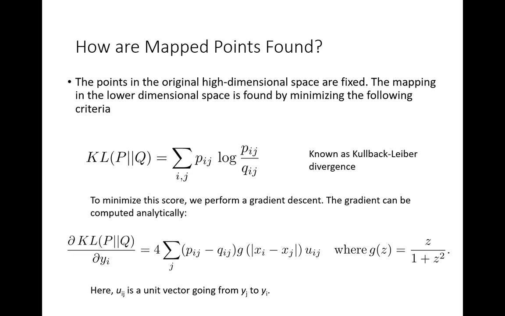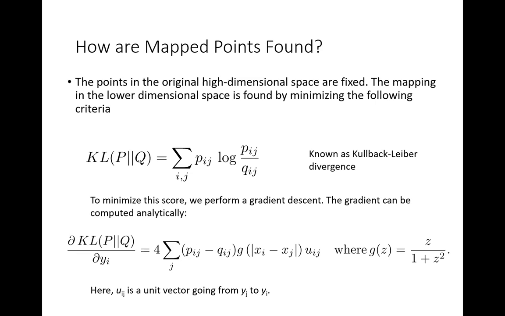If you look at this criterion, this is what we mentioned also in the last class, the Kullback-Leibler divergence that we defined. That is the metric, or the criterion, that we use here to minimize and get our best mapping.